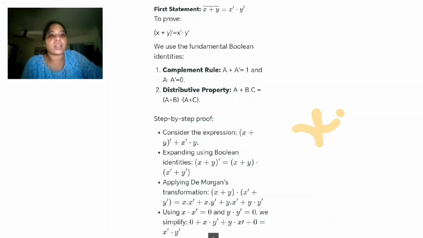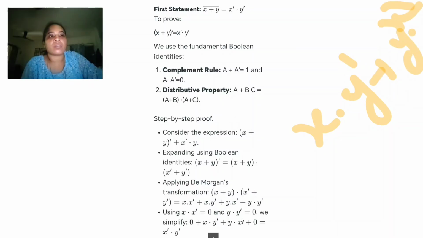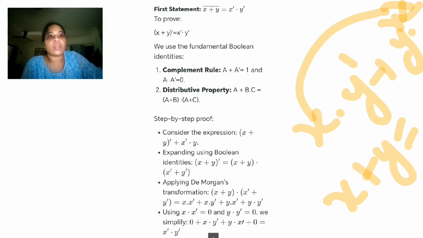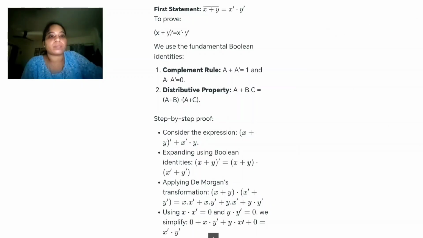Remaining x dot y dash plus y dot x dash. Okay. So at last you can get that value: x plus y is equal to x dash y dash. Okay, so now I'm going to join this x dash and y dash. So x plus y and x dash y dash. Here you can get that answer.